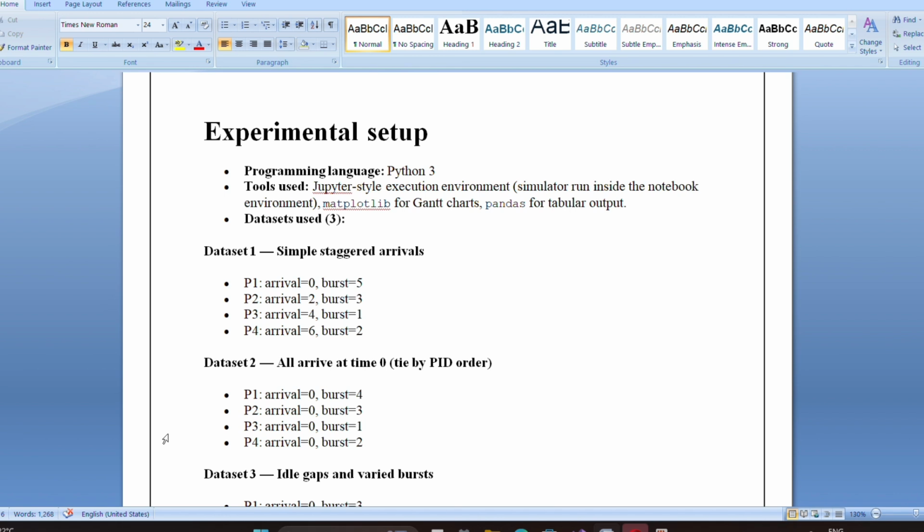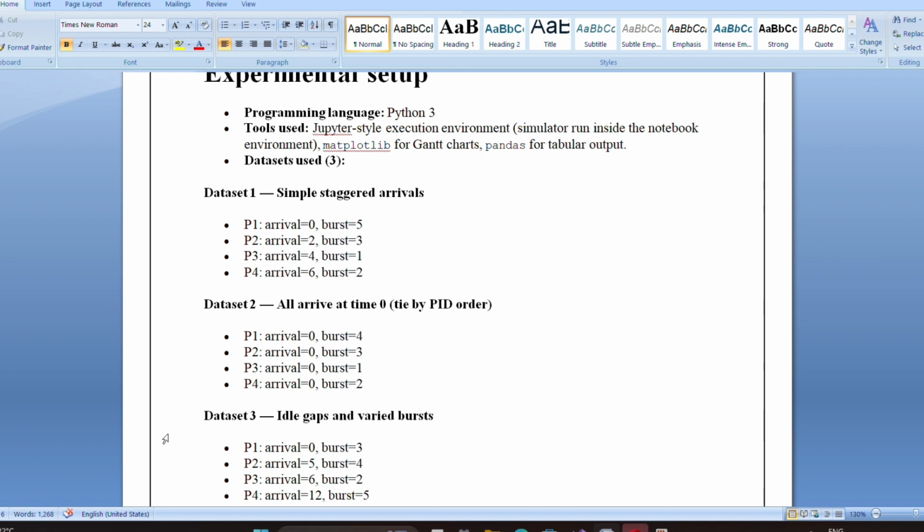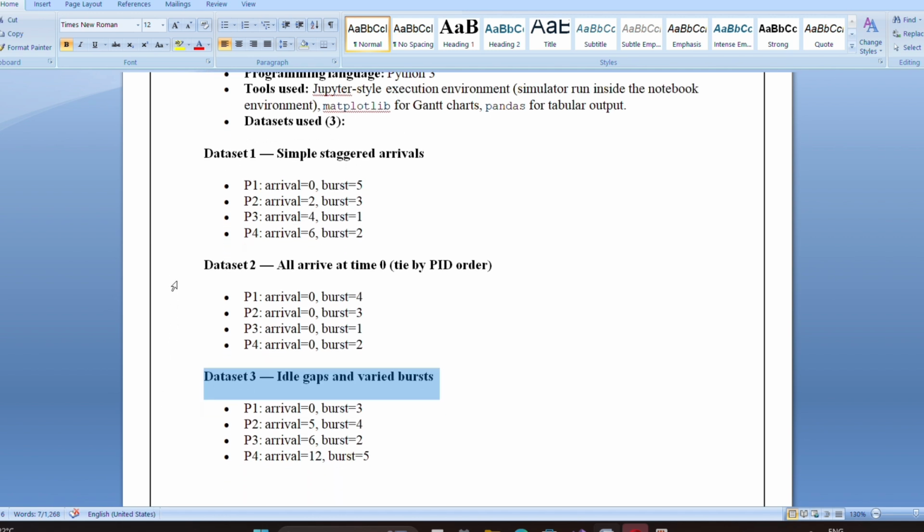First one, simple staggered arrivals, meaning normal processes which arrive at 0, 2, 4, 6. The burst time is 5, 3, 1, 2 for processes 1, 2, 3, 4. Dataset 2, we have all the arrival times as 0. Burst time 4, 3, 1, 2.